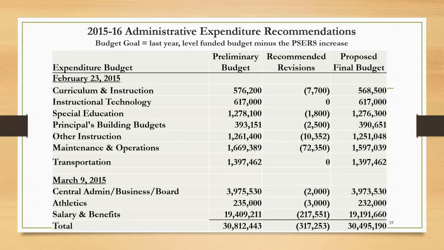The curriculum instruction budget. There's $7,700 that was reduced out of the curriculum instruction budget. That was a direct reflection on the Virtual Academy. The Virtual Academy had computers budgeted for next year to be able to support their program. We were able to reduce that amount and purchase the computers this year and do an exchange this year to be able to reduce that amount of money.